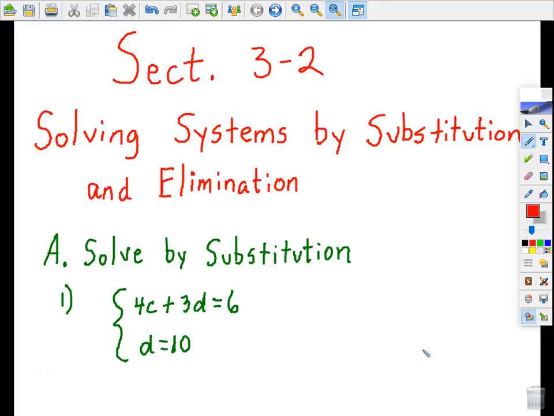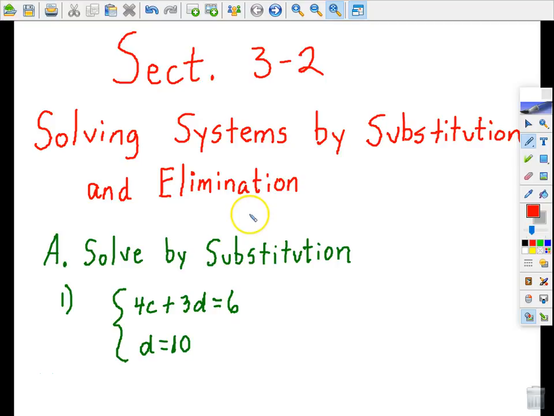In section 3.2, we're going to be reviewing two more methods that are used to solve systems of linear equations. So today is going to be a review of the substitution method. That'll be part A in your notes. And then part B, we'll look at some examples of using the elimination method. And then part C, I'm calling an application of systems of linear equations.